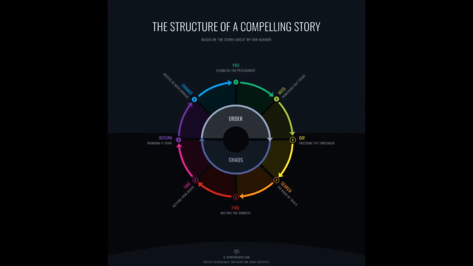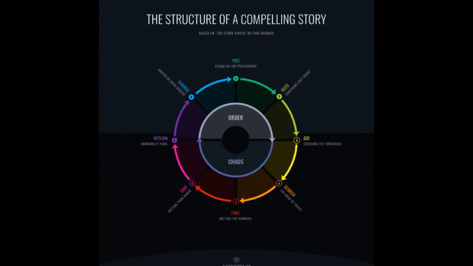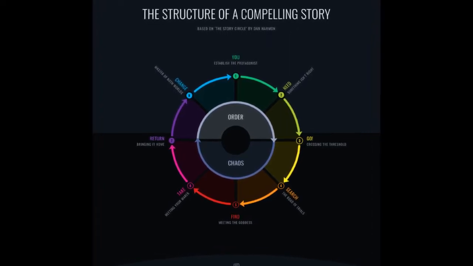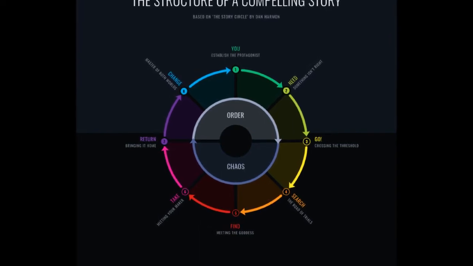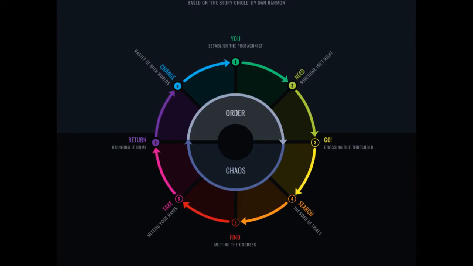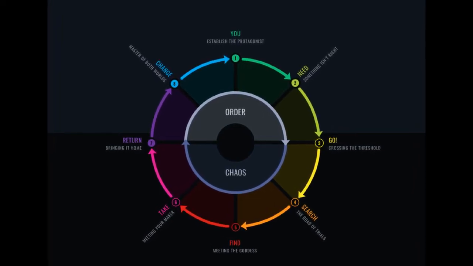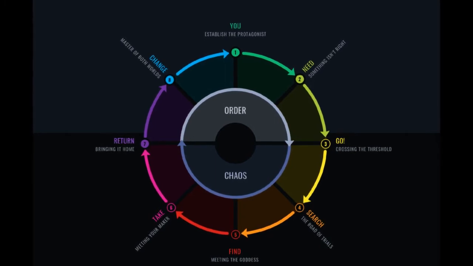Then, a writer named Dan Harmon came up with a simplified version called the story circle. In step 1, the protagonist is established and in a place of order. 2 has the protagonist needing something. 3 has them crossing the threshold into chaos. 4 is their trials. 5 is meeting the goddess and getting what they want. 6 is meeting your maker and having to pay a price. 7 is returning home, back into order. Finally, 8 is the character having changed. This is simpler, but it also feels very strict.